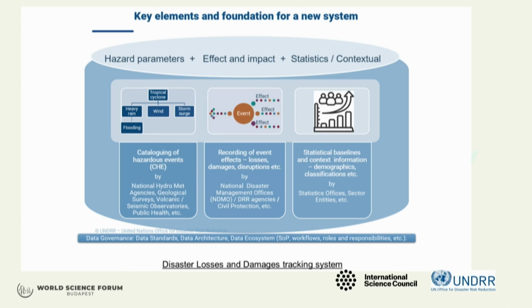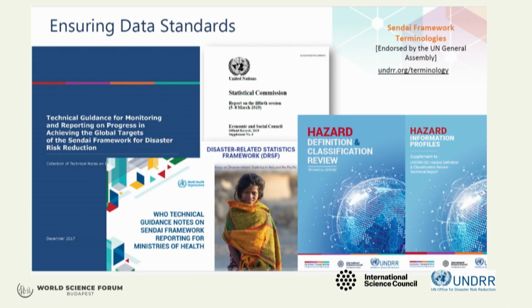This graphic really tries to show how we pull together things such as the cataloguing of hazardous events, which is a World Meteorological Organization program that Hélène and I are part of, then recording of the events by the National Disaster Management Agency, and then building the statistical data. Really critical. But all of this, as Teresa says, relies on ensuring data standards. And we obviously have the hazard classification and definitions at the heart of it, with the hazard information profiles, for which we're very honoured.